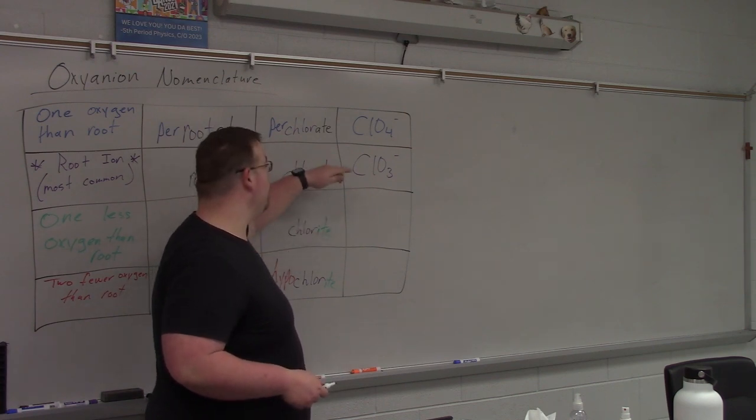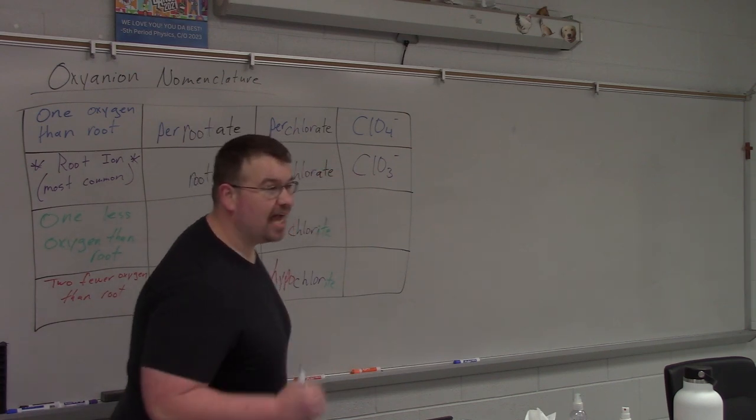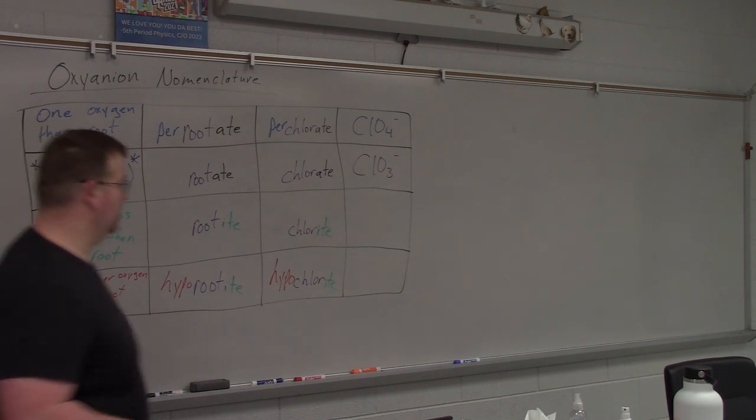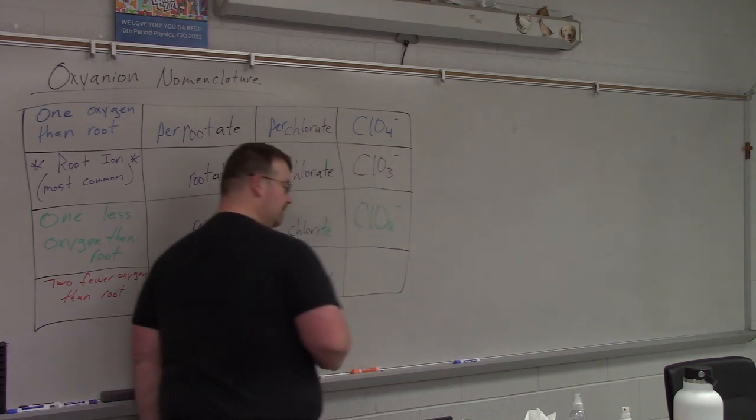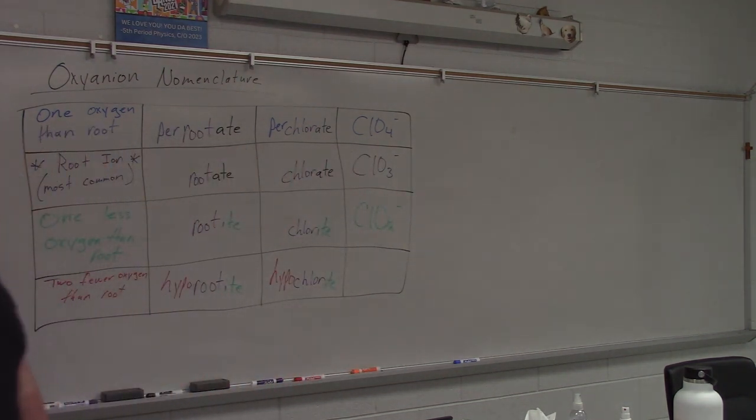Chlorite. I remember chlorate. Going from ate to ite means I lose an oxygen. ClO2 negative. Why negative? It's a negative 1 charge.